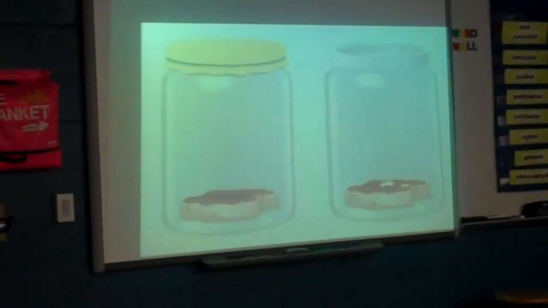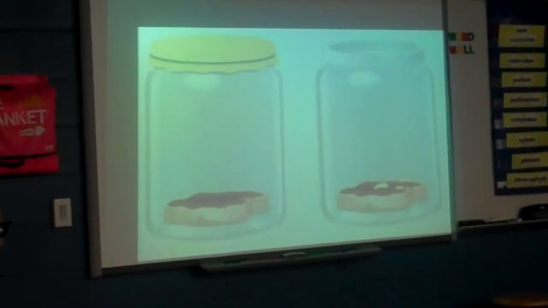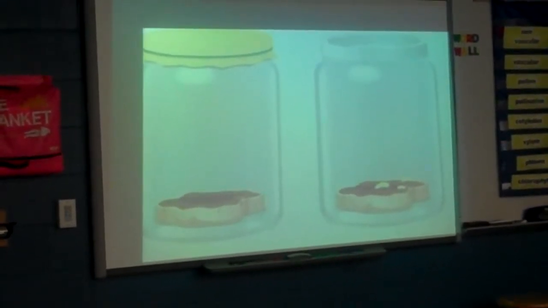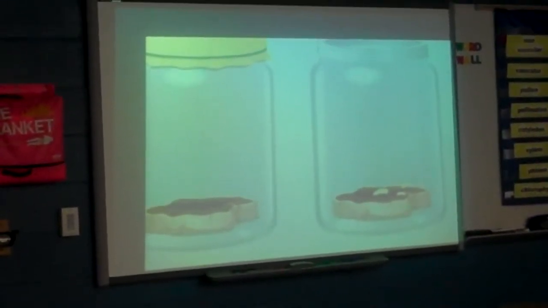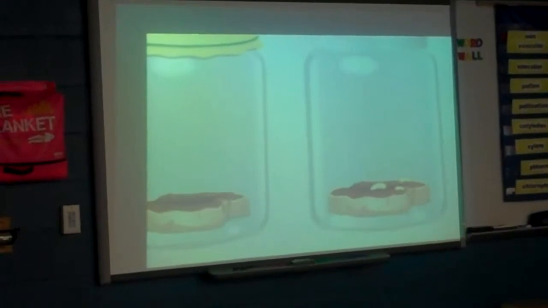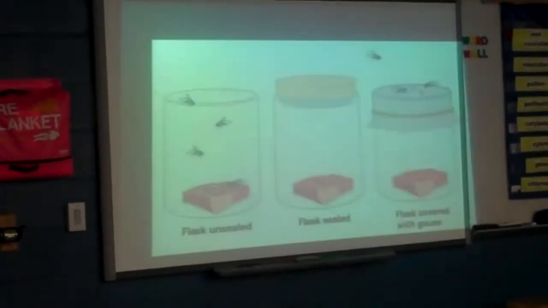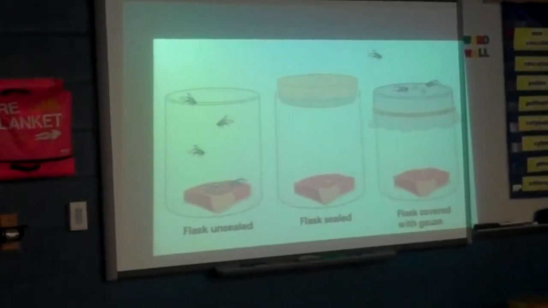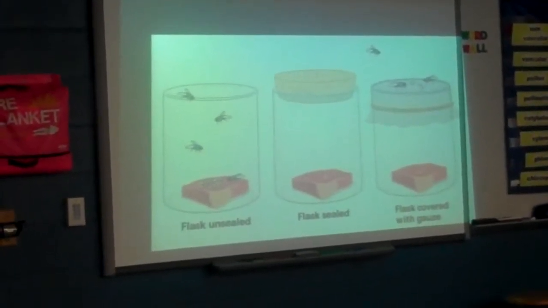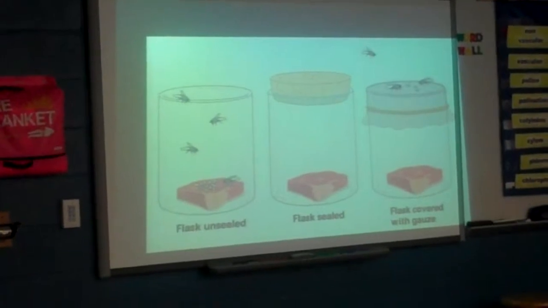Both pieces of meat would decay, but only the one that had physical contact with the flies would produce maggots. Therefore, decay itself would be eliminated as the cause. After a short period of time, Reddy observed maggots on the decaying meat of the open jar. There were no maggots on the meat in the covered jar.